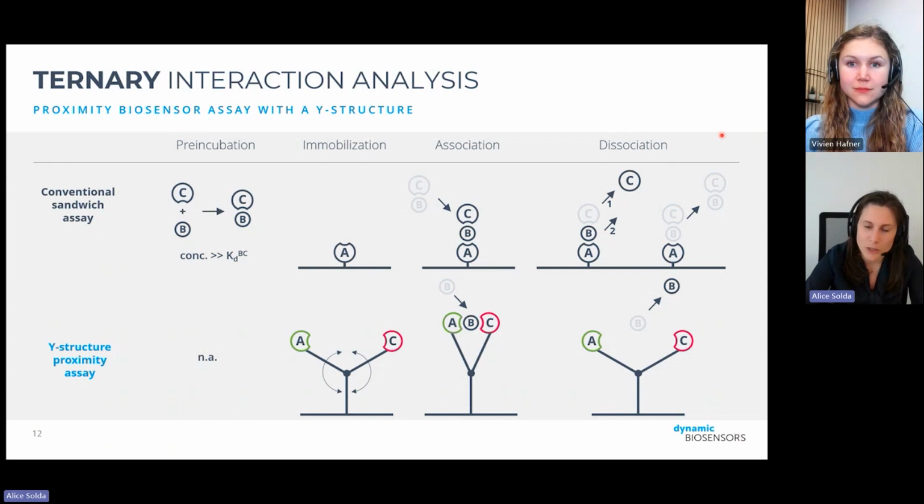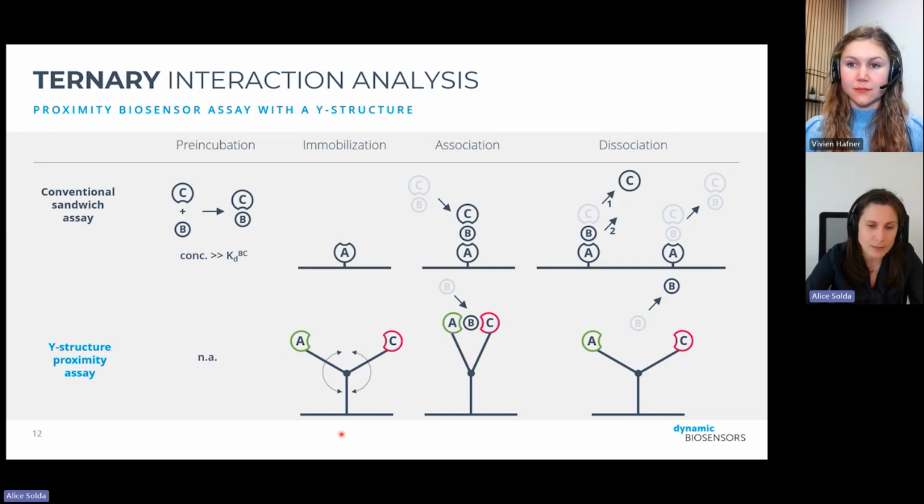Nevertheless, the dissociation phase is a bit ambiguous, because you don't know exactly if you have the dissociation of C before B or if it's actually simultaneous, because you have just a single reporter, which is for example the reflected index. In our case, it's different because first of all you don't need a pre-incubation. So you don't have this study in advance to measure how much in excess you need to add the protein of interest and so on.